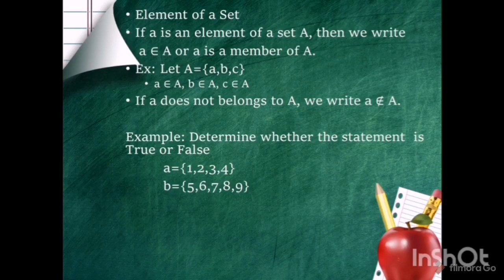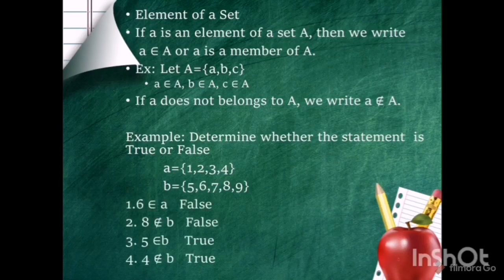Example, determine whether the statement is true or false. So we have set A, which consists of numbers 1, 2, 3, and 4, and set B, which consists of numbers 5, 6, 7, 8, and 9. The first one, 6 is an element of A, is false. Number 2, 8 is not an element of B, is false. Number 3, 5 is an element of B, is true. Number 4, 4 is not an element of B, is true.